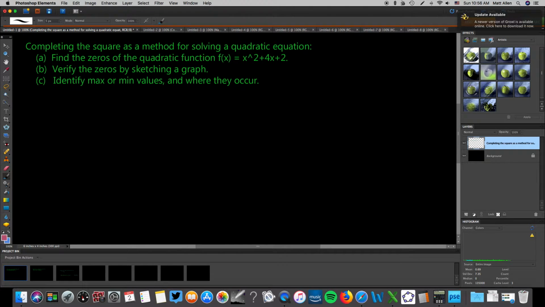So let's take a look at this equation here. What I'd like to do is to find the zeros of this function, and then we're going to verify them by sketching a graph and identify some max or min values and where they occur. Taking a look at this function to begin with, I'm going to replace f of x with y. But we're going to go ahead and rewrite the function down here, y equals x squared plus 4x plus 2. And we're just going to go through our steps for completing the square.